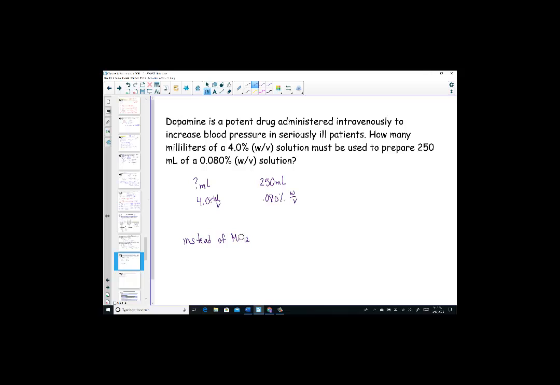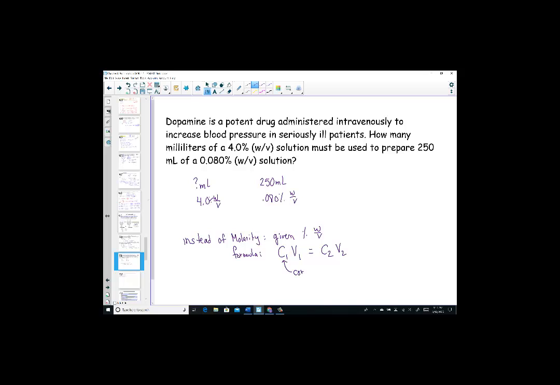Whoops, I can't spell. I'm sorry. Let me erase that and make that correct. Instead of molarity, we were given percent weight by volume. But that is not anything to worry about, because our formula can really be written as whatever the concentration unit is times the first volume will give us the new concentration unit and the second volume.